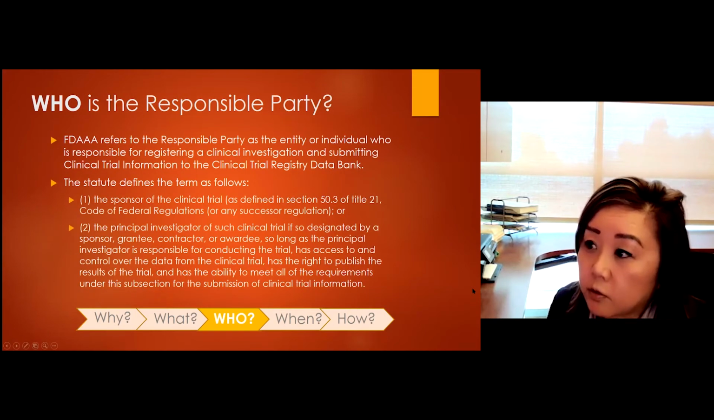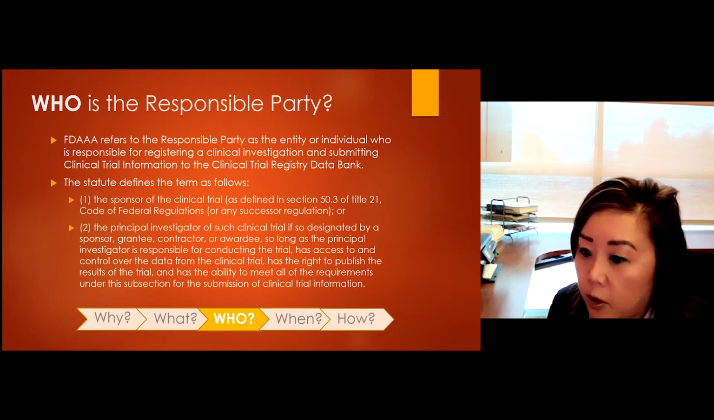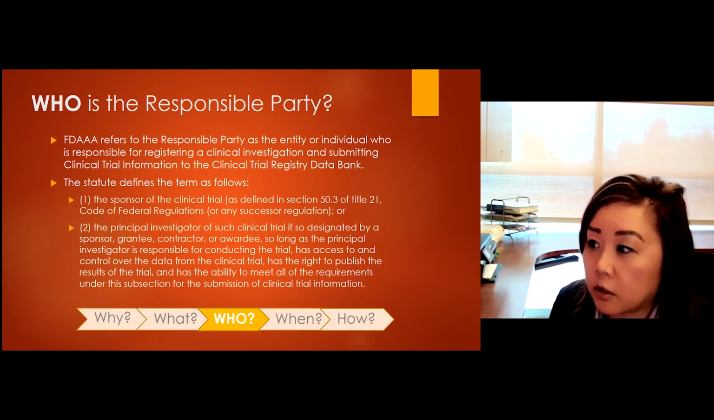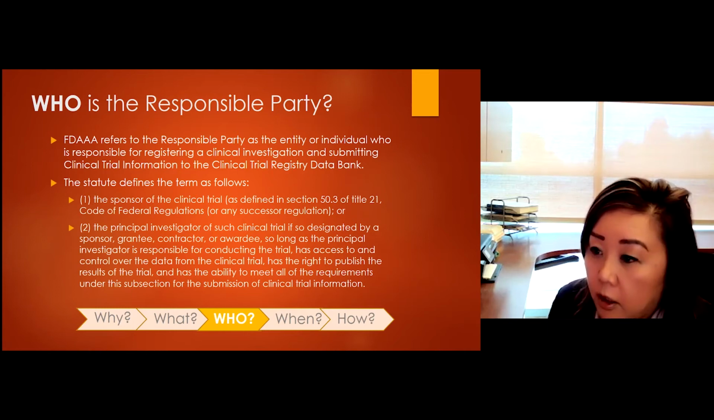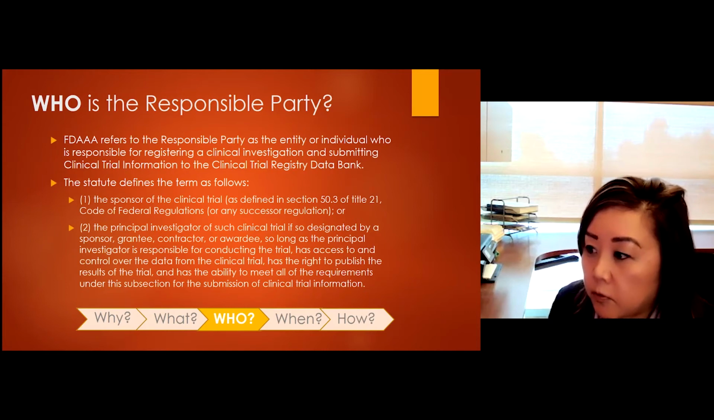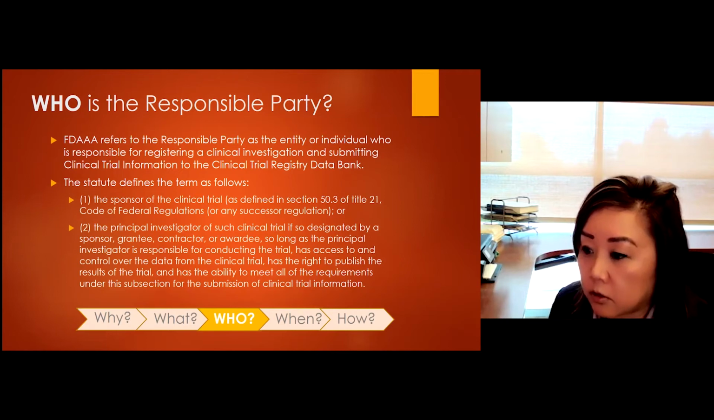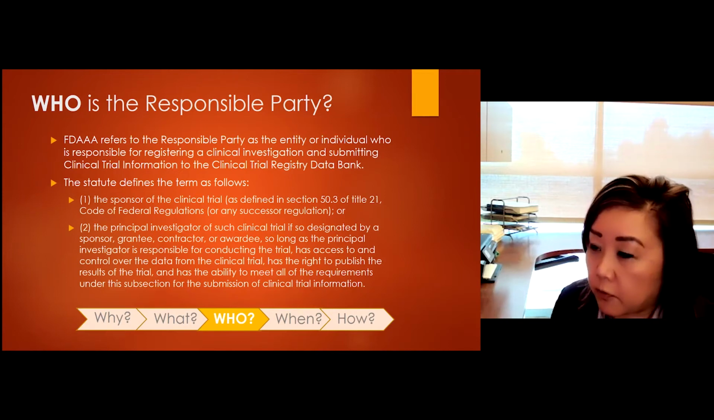So who is the responsible party? FDAAA refers to the responsible party as the entity or an individual who is responsible for registering a clinical investigation and submitting clinical trial information to the Clinical Trial Registry Databank. The statute is defined here, but mainly it's the sponsor or the PI who will be responsible for the study. They'll be responsible for conducting the trial. They have access and control over the data from the clinical trial. They have the right to publish the results of the trial, and they have the ability to meet all of the requirements under this subsection for the submission of clinical trial information.